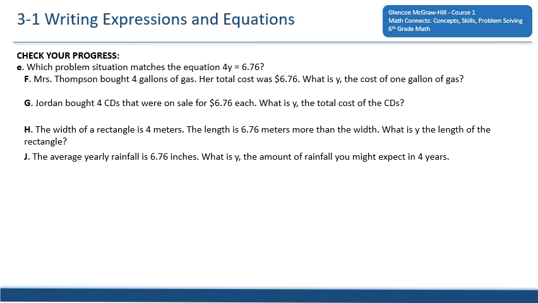And J, the average yearly rainfall is 6.76. What is y, the amount of rainfall you might expect in 4 years? And again, I think this one is 6.76 times 4 to get the total rainfall you would get in 4 years. And the answer is F, just like we thought, 4 times y, where y is the cost of 1 gallon of gas, would get us the total cost.